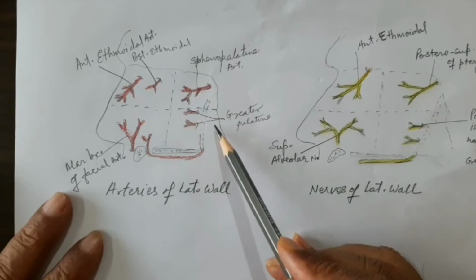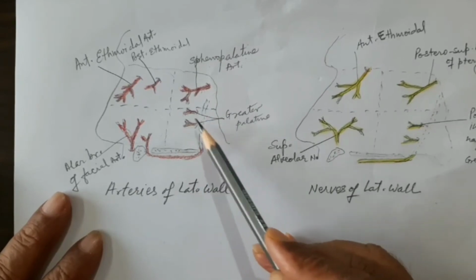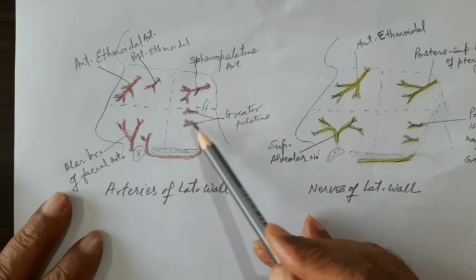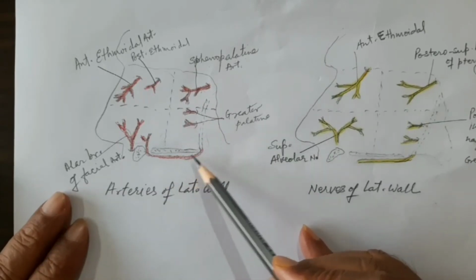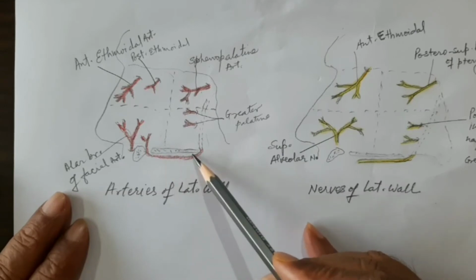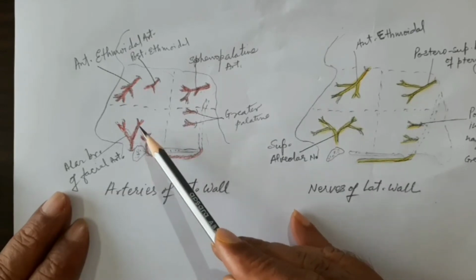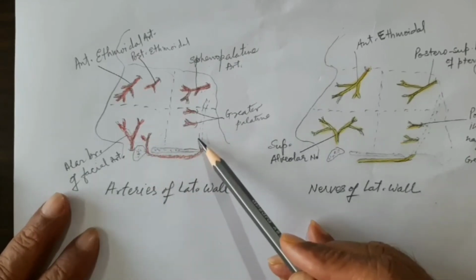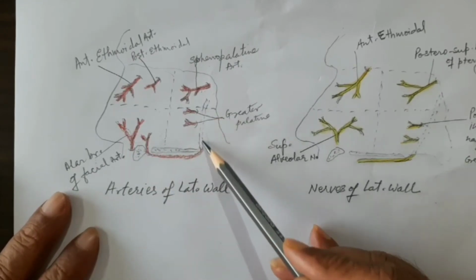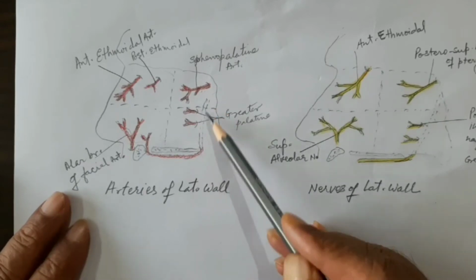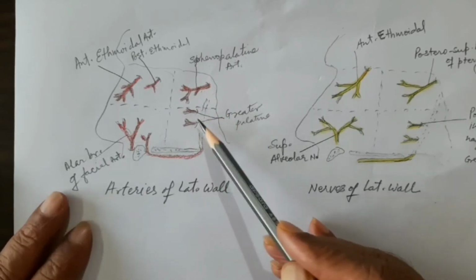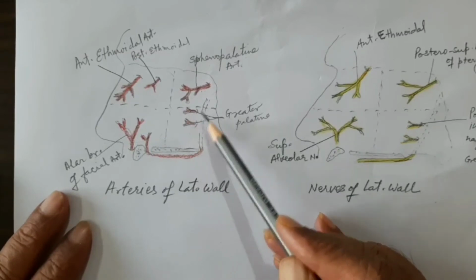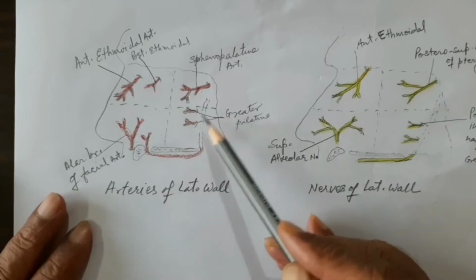But the posteroinferior part of the lateral wall will be supplied from the branches of the greater palatine artery, which goes through the greater palatine foramen on the under surface of the hard palate, and then ascends again through the incisive fossa posterior to the incisor teeth. This artery goes deep into the greater palatine canal, and these branches come out and supply the posteroinferior part.